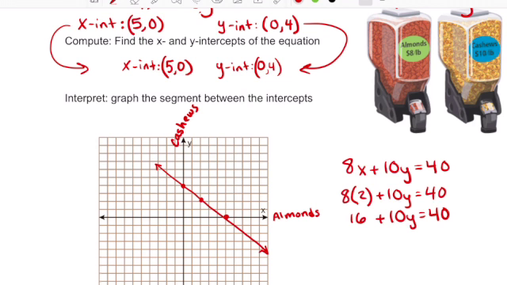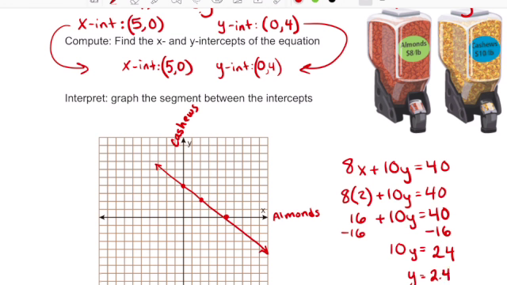Then I would subtract 16 and 10y would equal 32. Oh no, I'm sorry. No. My math is good. My subtraction, not so much. Let me do that again. So it'd be 4. I had to borrow, so it'd be 24. And if I divide by 10, then y would equal 2.4.